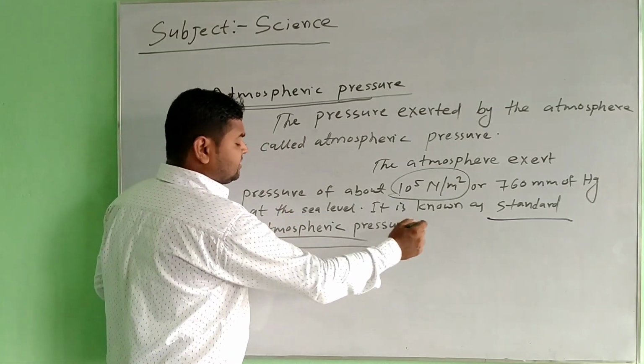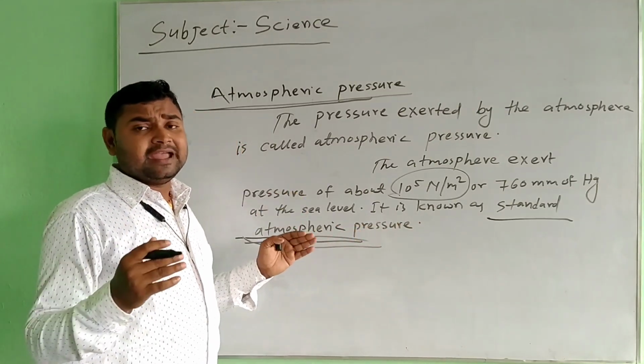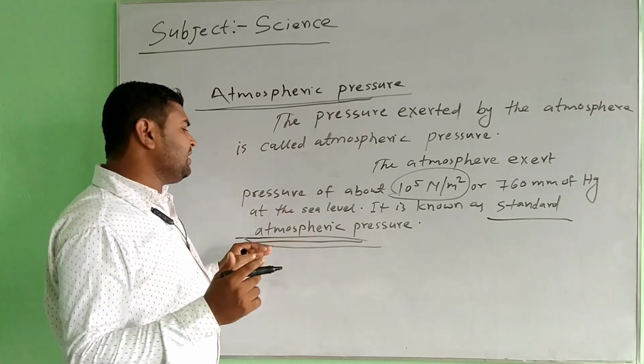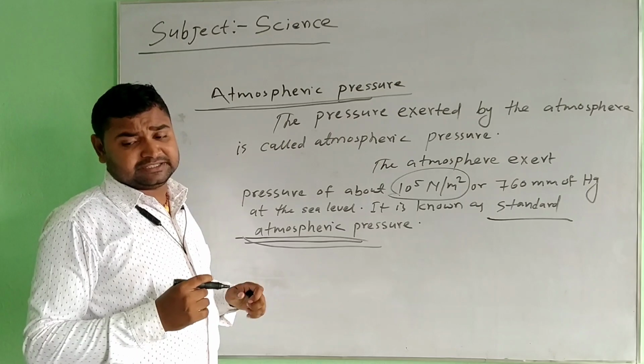What is the standard atmospheric pressure at sea level, when there is 760 mm of Hg atmospheric pressure? That is known as what? Standard atmospheric pressure.